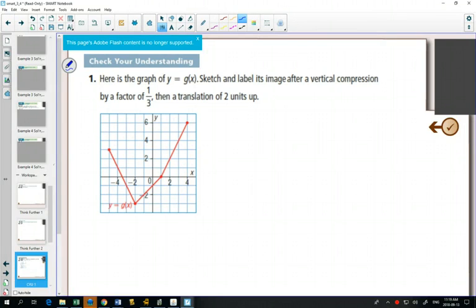We're given a graph of g of x. We want to do a vertical compression of 1/3 and then a translation of 2 units up.